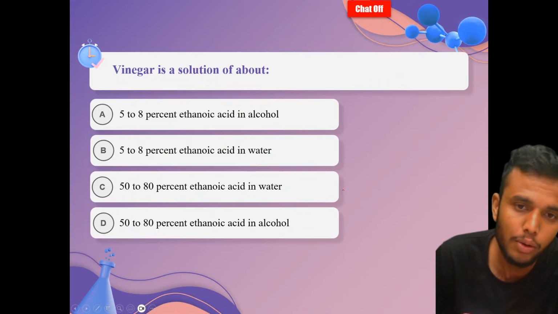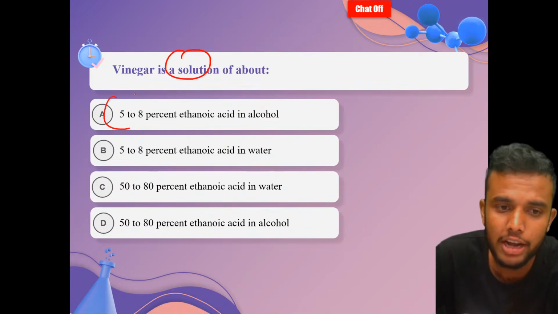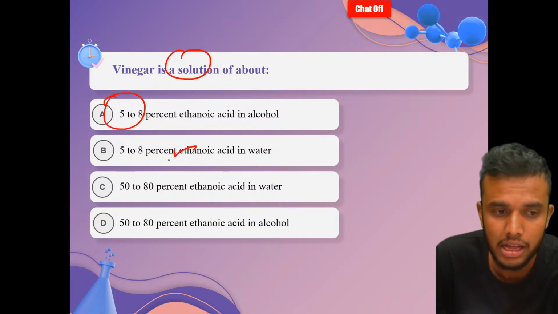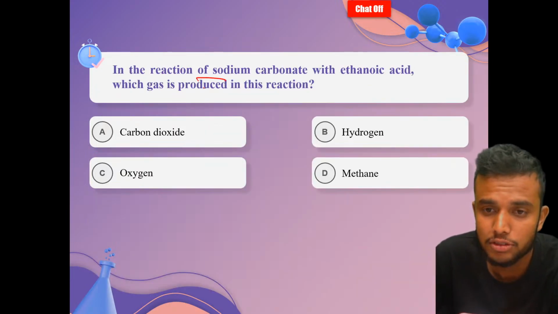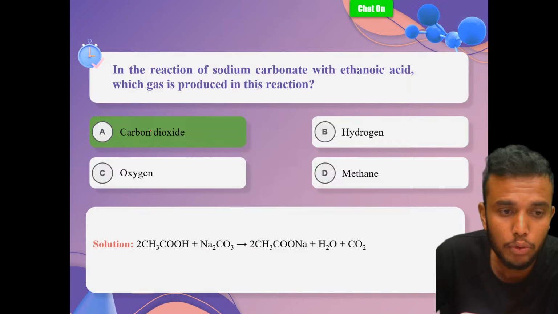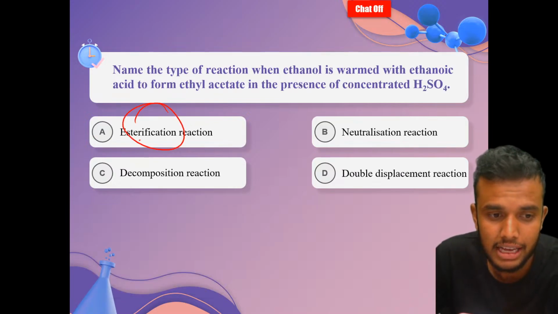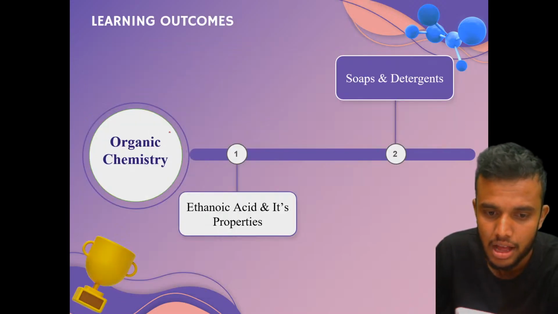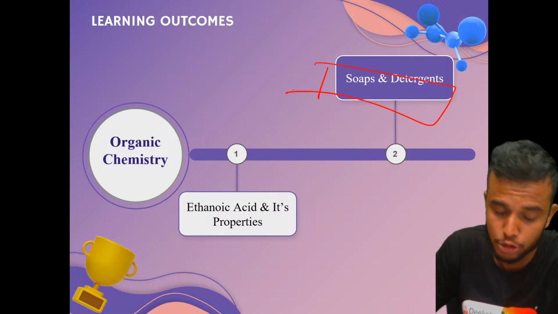That's why. Quiz time. Vinegar is a solution of 5 to 8% ethanoic acid in water. Second one, the reaction of sodium carbonate releases which gas? CO2 gas. Esterification reaction. Next, move to the last part of the class, soaps and detergents.